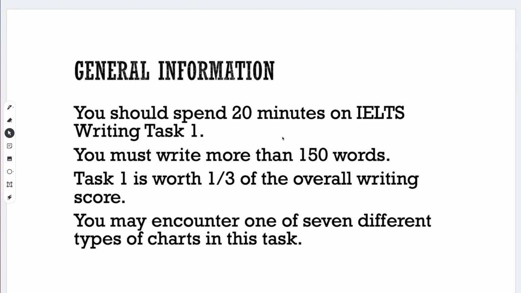Okay, so to remind ourselves in terms of task 1 and what's expected, here's a bit more of the information that we looked at in our previous video. You need to spend about 20 minutes on IELTS writing task 1. You need to write more than 150 words and the task itself is worth a third of the overall writing score. During this task itself you may encounter one of several different types of charts. But for today, we're going to be looking at the bar chart and the question together.